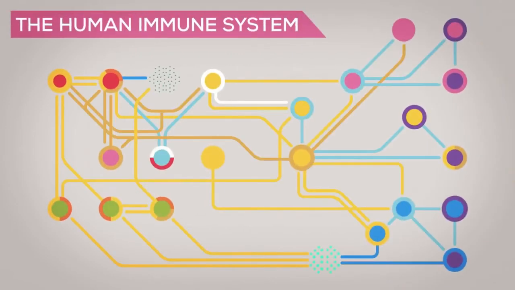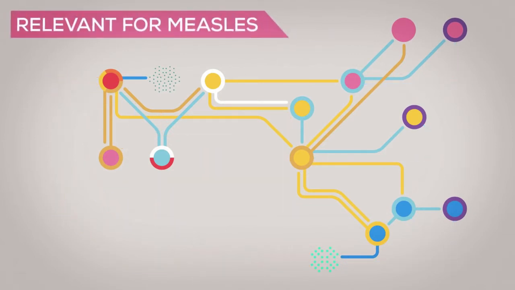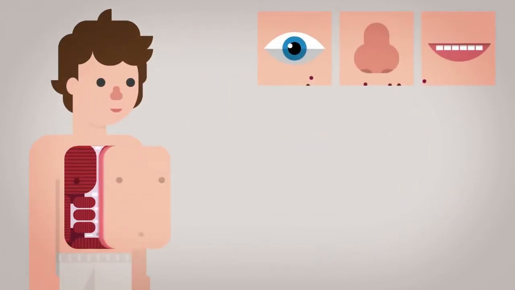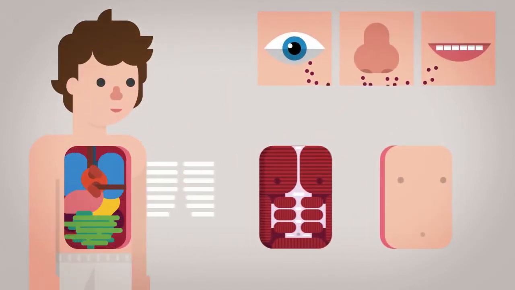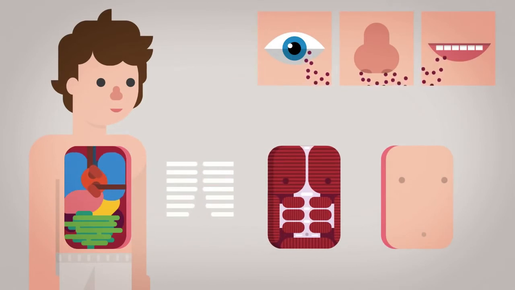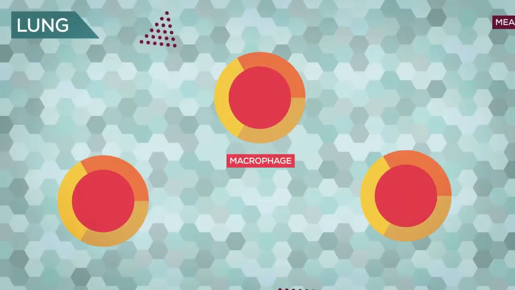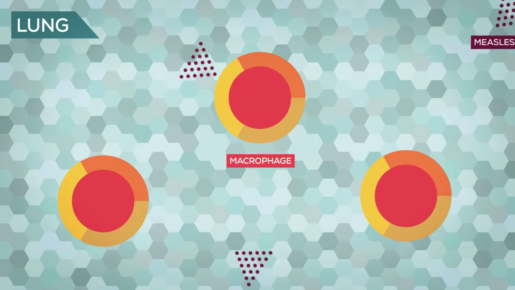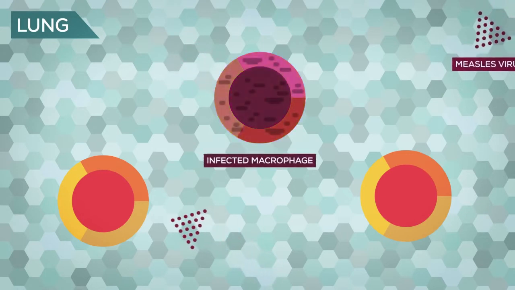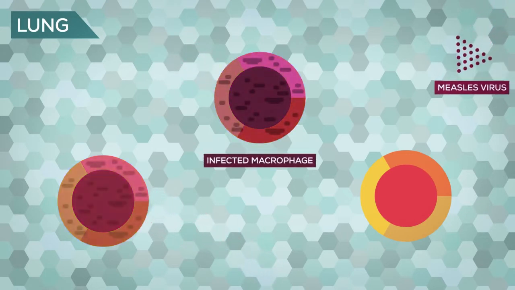To understand measles, we have to understand the immune system. You might already have seen the visual system we developed to help here. Now, let's focus on the parts of the immune system relevant to measles. The measles virus enters humans through the nose, mouth, or eyes. The measles infection starts in the lungs. Measles is especially good at infecting the body's first line of defense, macrophages, powerful guard cells that protect the lungs from intruders.